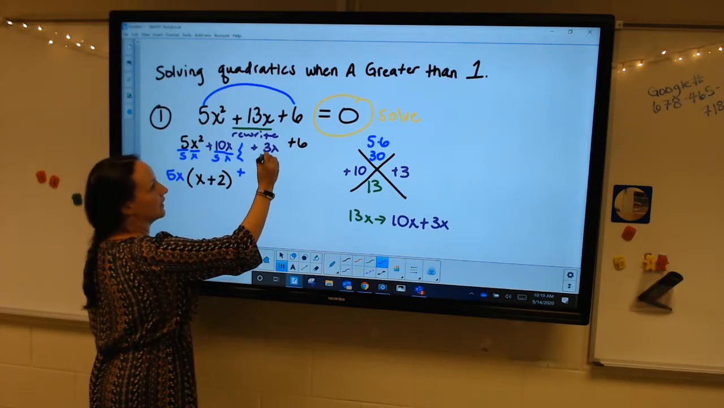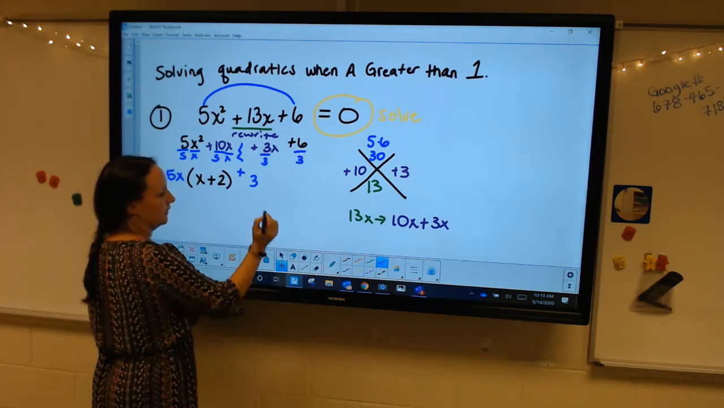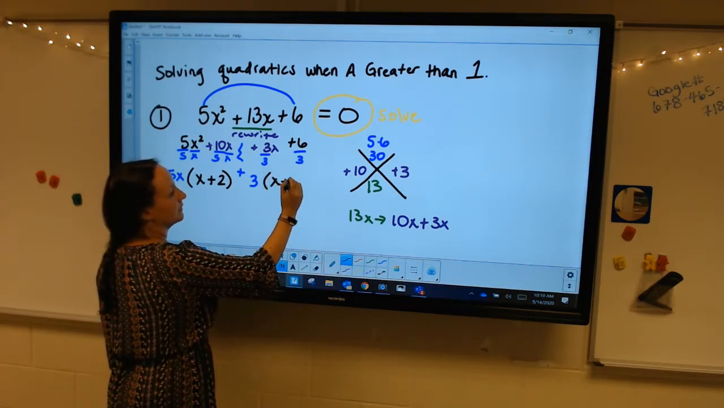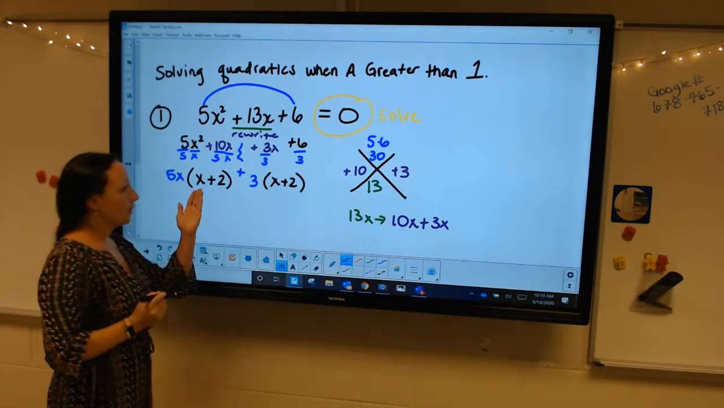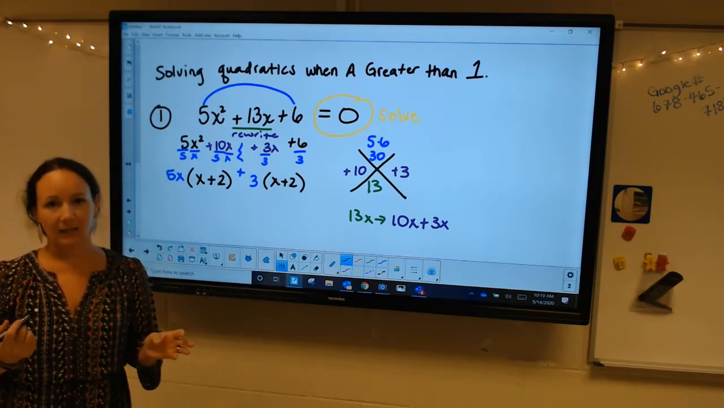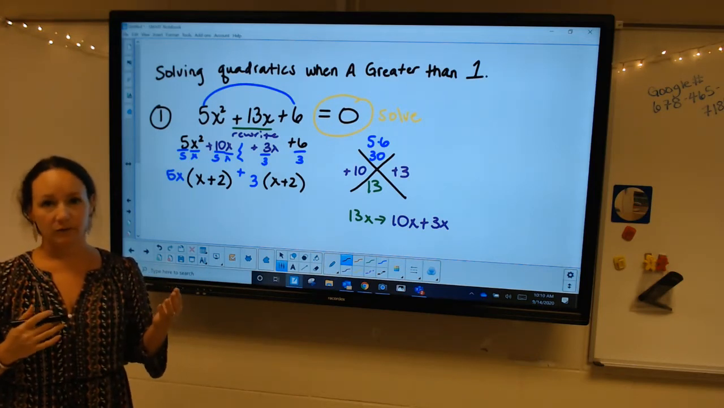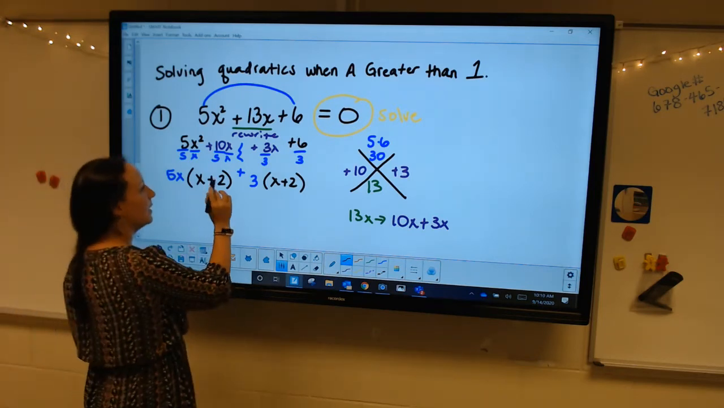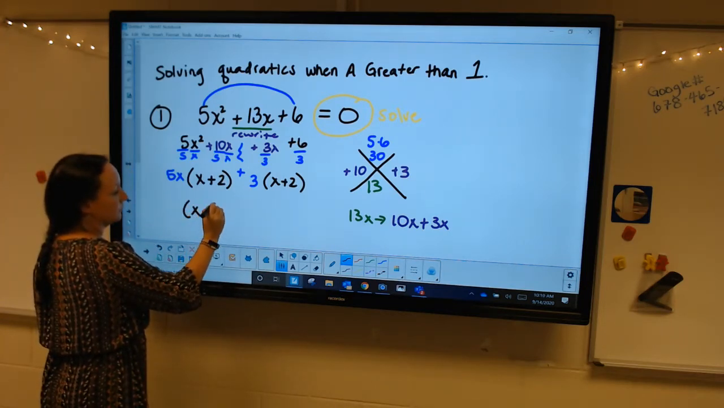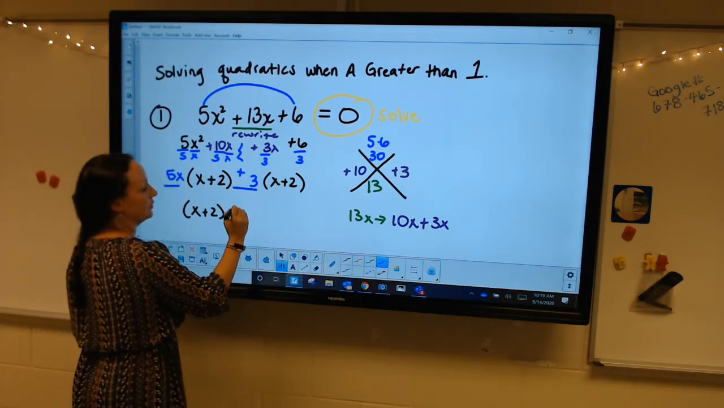On this side, I can divide each of these by 3. And when I divide that out, I get x plus 2. Remember in this process that those parentheses have to match exactly in order for this answer to be correct. So make sure you're still looking for that and keeping that in mind. So we're going to gather up one of the matches. And then we're also going to take the GCFs.